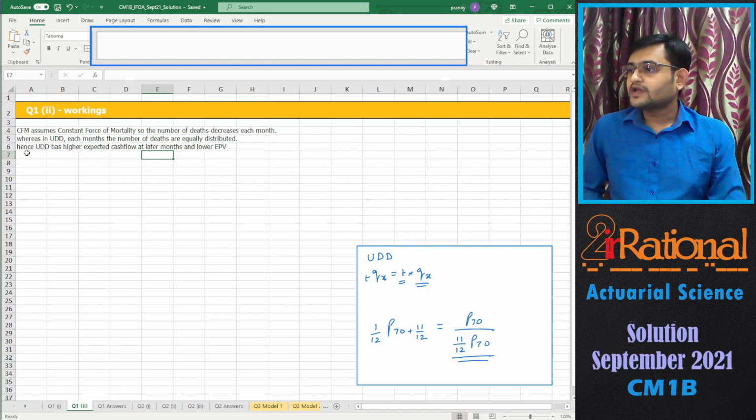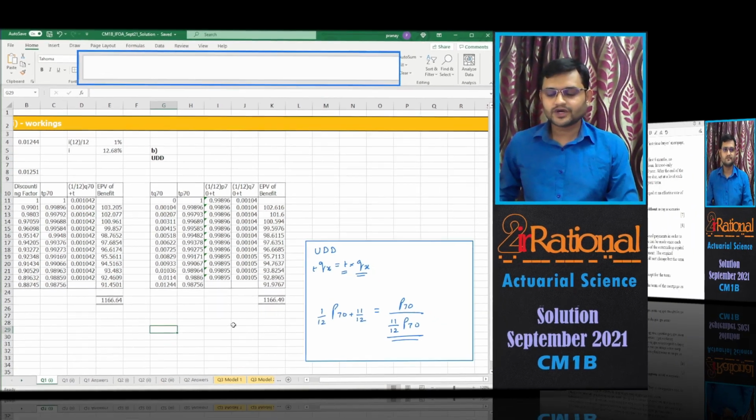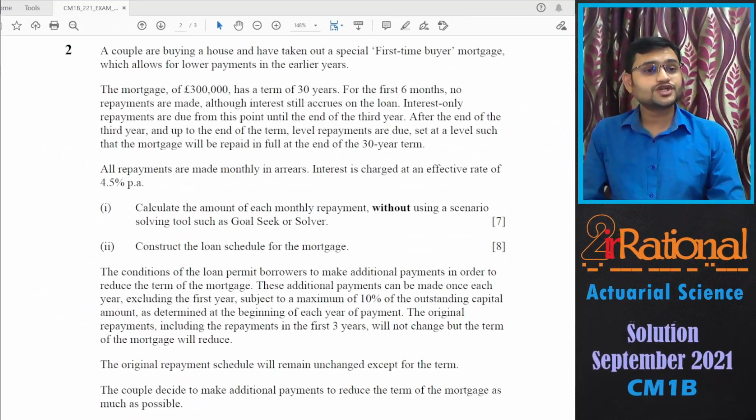That is what we have said here. Hence, the UDD has a higher expected cash flow at later months and lower expected present value because we are discounting more. Let's go to question number 2. Let's read question number 2.